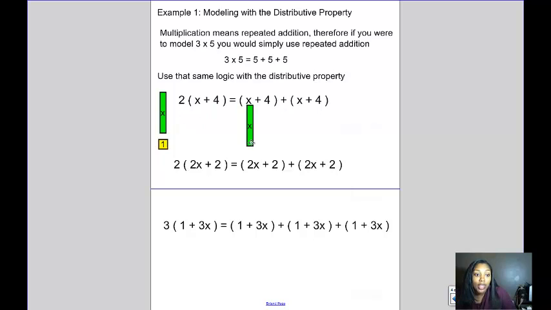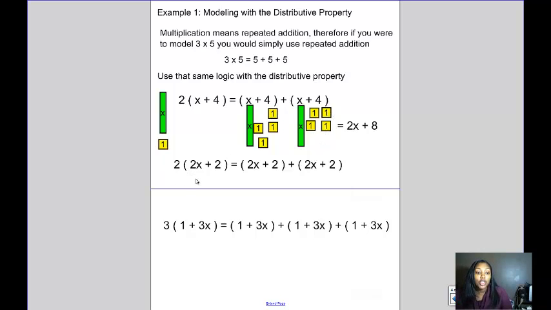So if I use my tiles to model this, this would be x, and then I have 1, 2, 3, 4 here, and then I'd have another x and 1, 2, 3, 4 here, which is going to give me 2 x's plus 8 wholes. So 2 times x plus 4 basically equals 2x plus 8. And because the whole numbers are a completely different tile from the x tile, we can't put them together. But we can put the 2 x's together, and we can put the 2 4's together.